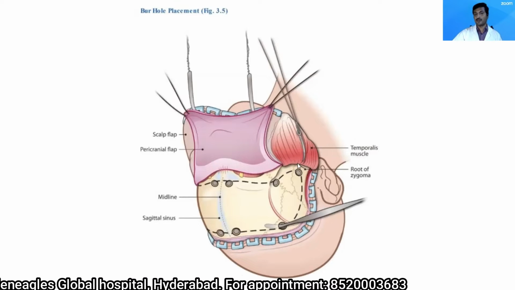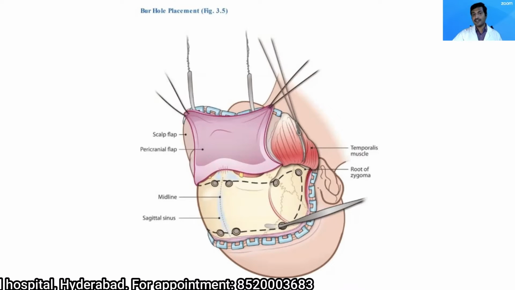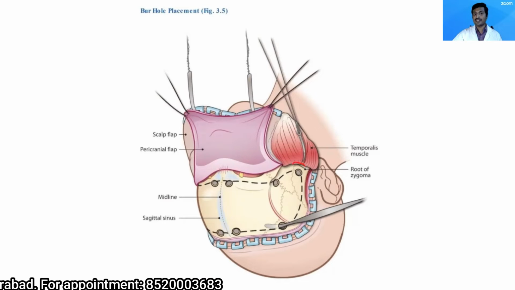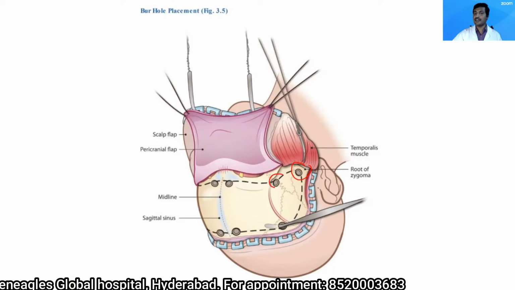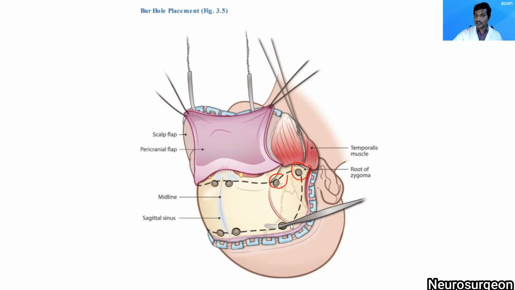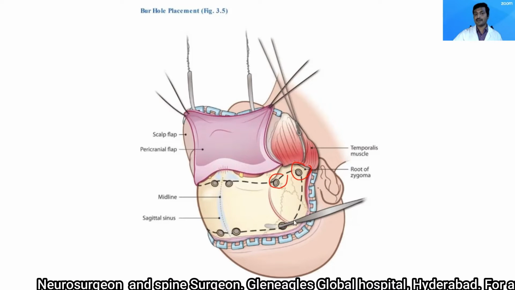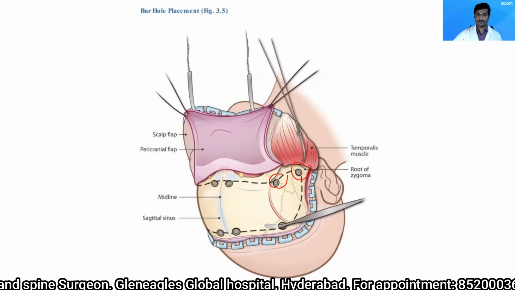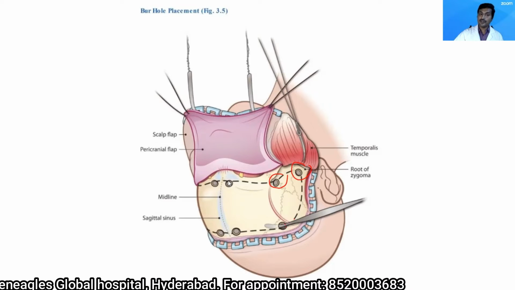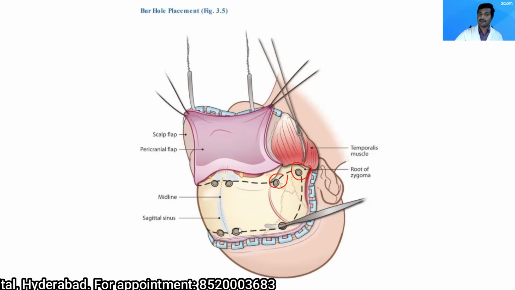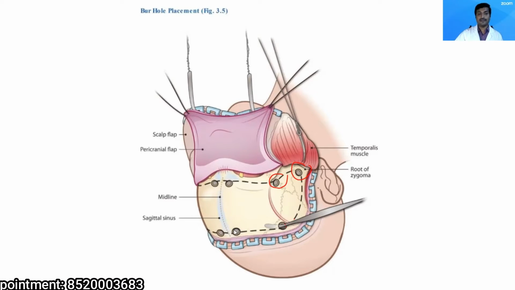Now coming to the burr holes. The first burr hole is placed at the root of the zygoma, at the posterior root of the zygoma. The second burr hole is the key burr hole. The third burr hole is placed in front of the coronal suture, just over the superior temporal line. These two midline burr holes are placed as close to the midline as possible, straddling the midline.